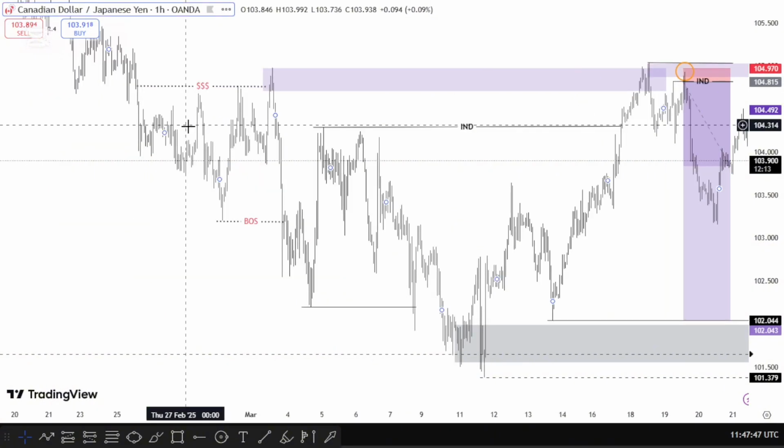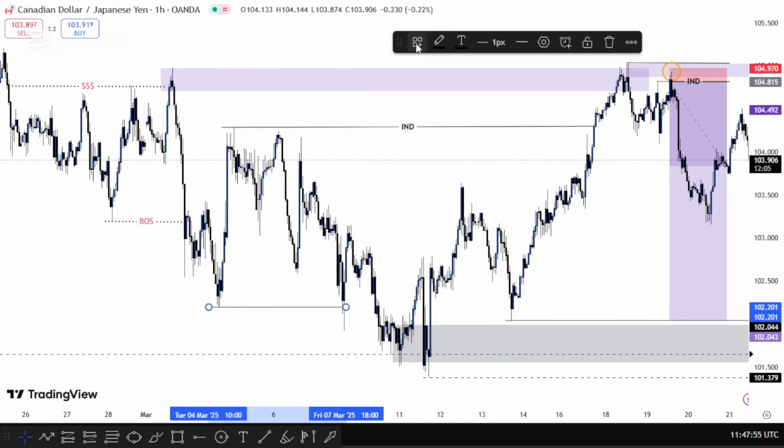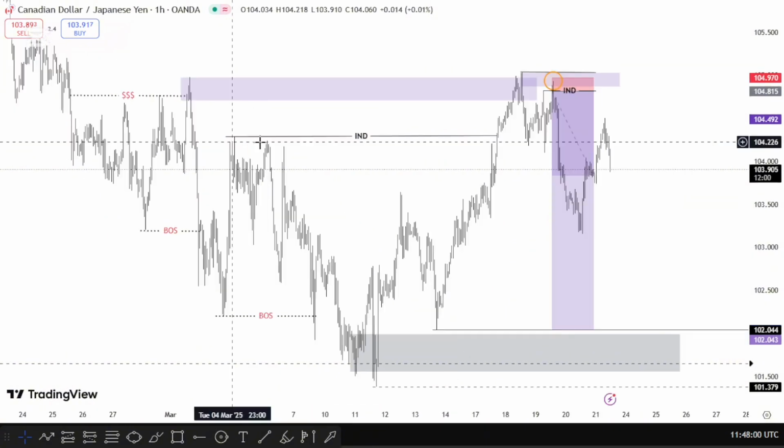We have a sweep of liquidity, we have a break of structure, we have a pullback to provide structural liquidity at that area, and we have a second break of structure here. Now we have our inducement area liquidity. You would have entered there, but I did not. I just waited for my target.